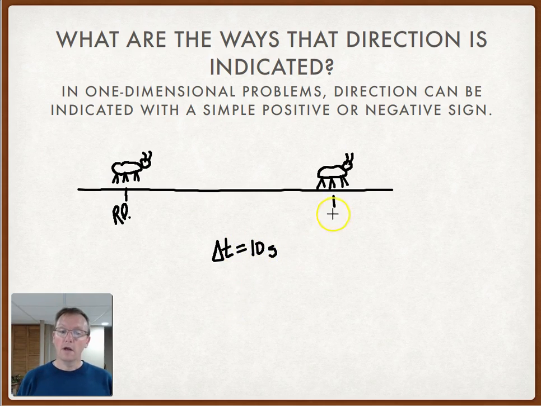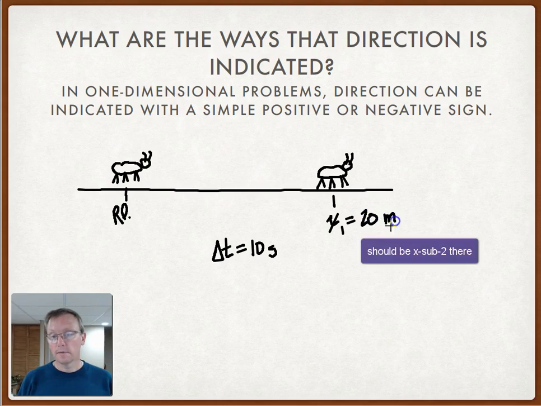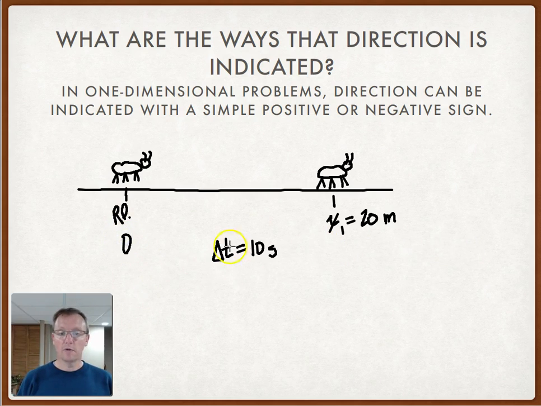There we go. And this is where it is after I notice it after 10 seconds. So let's imagine that this is 20 meters away. It's a pretty fast bug. There we go. So it's 20 meters away. Now here, this is the 0 mark. So we will see that, actually I should say x sub 1 here. Let's make this x sub 2, because that's where I notice it the second time.